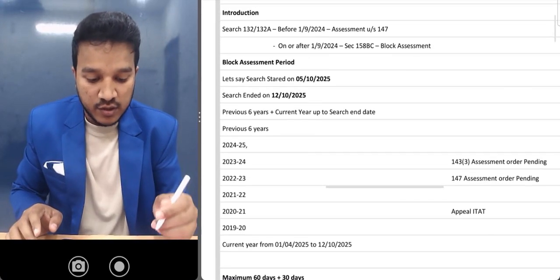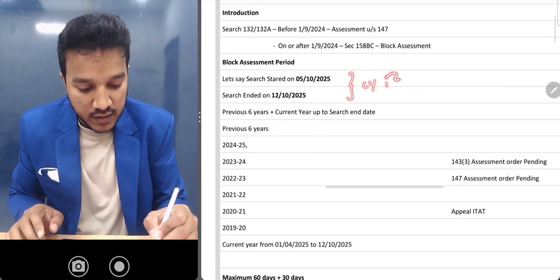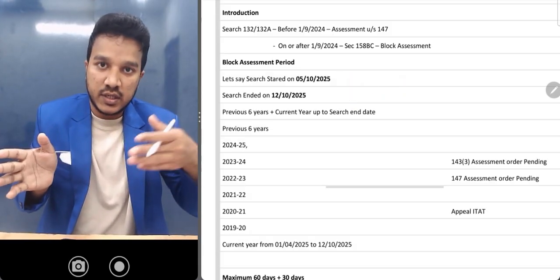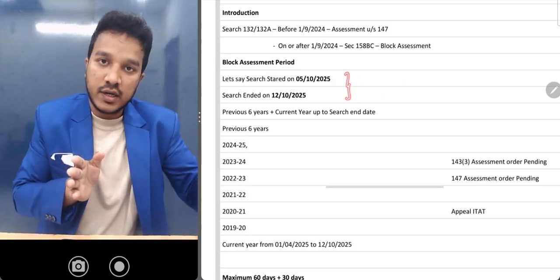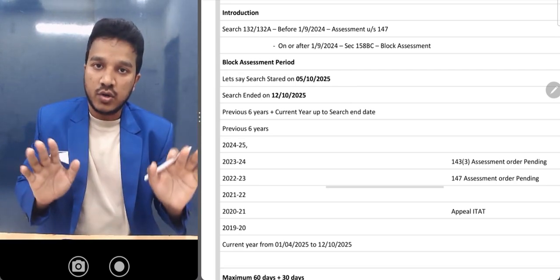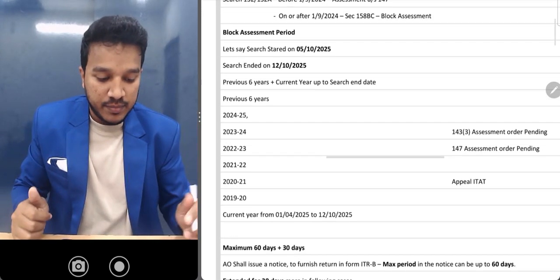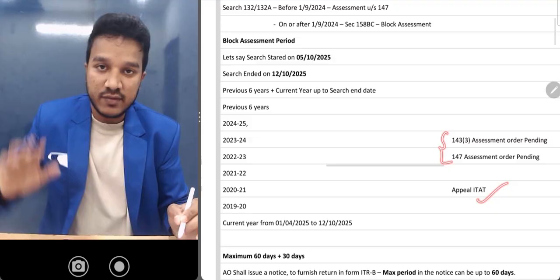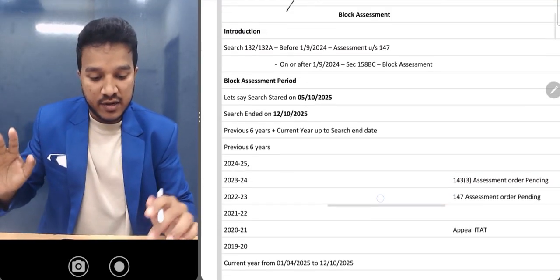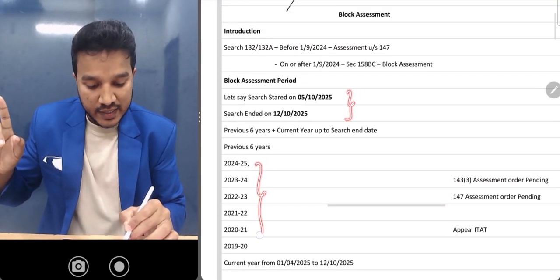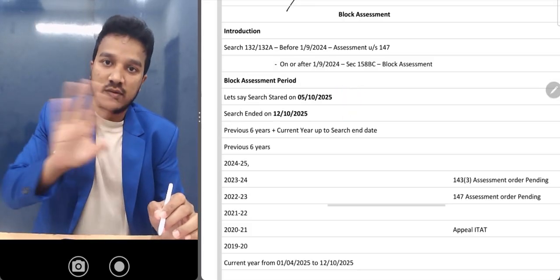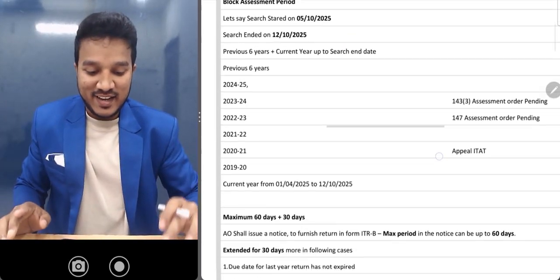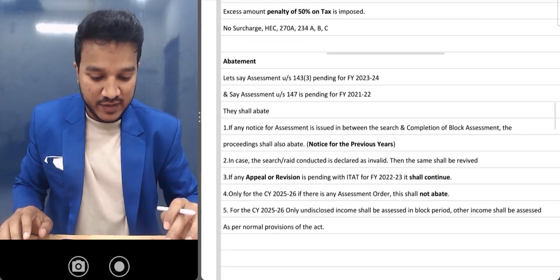So if you receive any notice for the current year during the search and block assessment period, that will continue as per normal provisions of the act, that will not abate. Clear till here? Appeals and revisions will continue. Any pending for the previous years, that will abate. And if you receive any new notice relating to the previous years, that will also abate. If you receive any notice for the current year, that will not abate. Okay, I hope you understood this point. I've made it very clear.